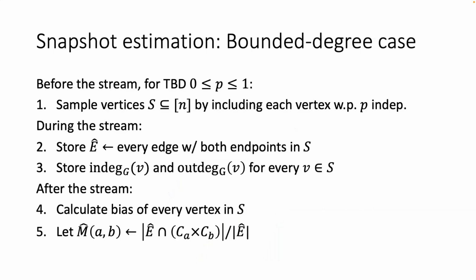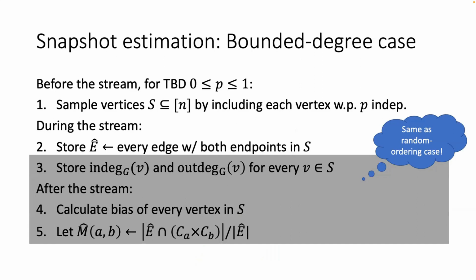So again, the algorithm for the bounded degree case looks something like the following. Before the stream, you sample some square root n space subset of the vertices. During the stream, you store all the edges whose endpoints are both in the subset of vertices that you sampled. Everything else is the same as the random ordering case. Over the stream, you track the in degree and out degree of all the vertices that you sampled. And then at the end of the stream, you calculate all their biases and use that to estimate this snapshot matrix.